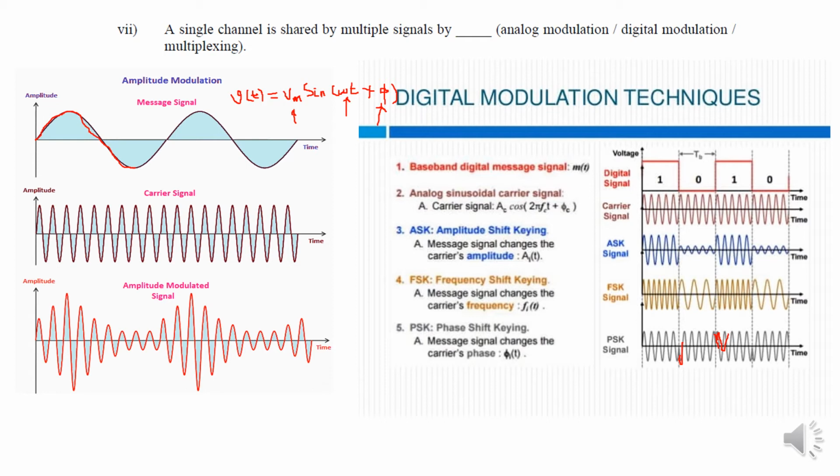But our question is on a single channel shared by multiple signals. That is not happening here. Here one carrier signal is there and one message signal is there. The message signal is transmitted by placing it over the carrier signal for long distance travel, because this signal is a baseband signal.